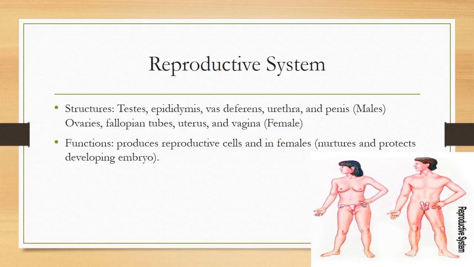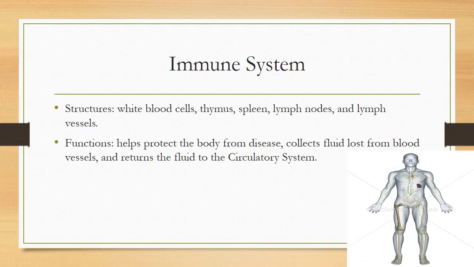So your reproductive system, men have testes, epididymis, vas deferens, urethra, as well as the penis. The females, on the other hand, have ovaries, fallopian tubes, the vagina, as well as the uterus. And females actually do two functions. We not only produce our reproductive cells, which are eggs, but we also nourish and protect the developing embryo. And eventually, when the embryo is born, we have a child. Well, males only produce a reproductive cell, which is the sperm.